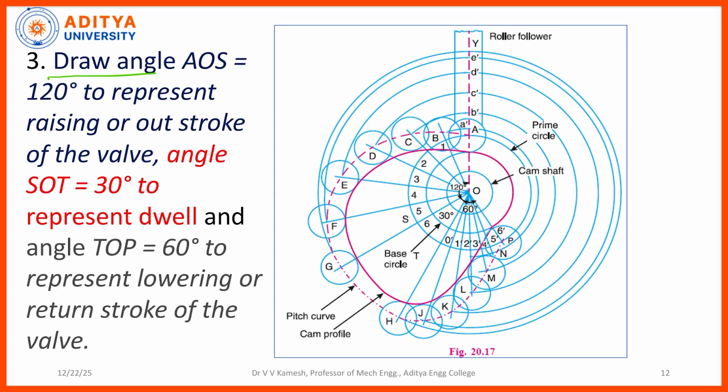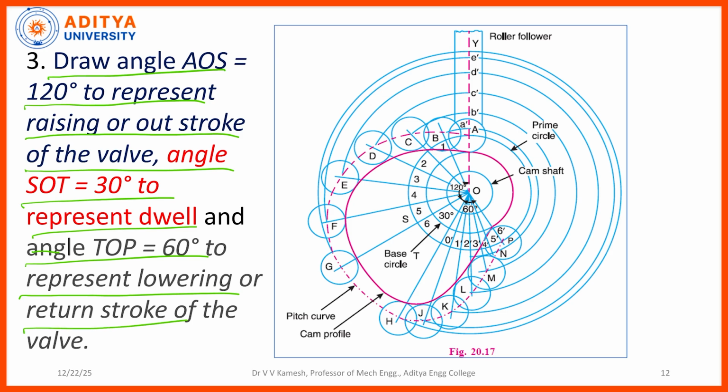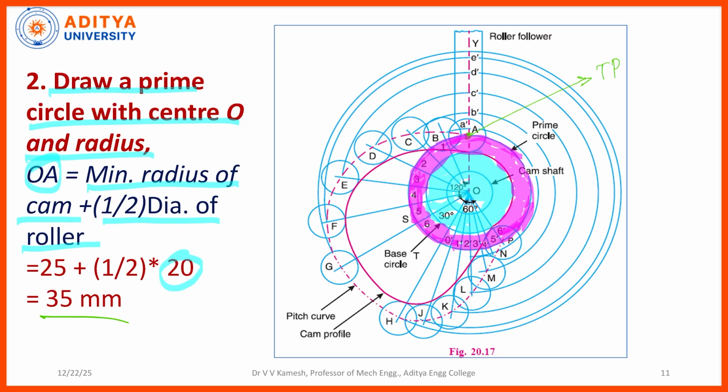Now after that, draw angle AOS 120 degrees to represent the outstroke of the follower, angle SOT equal to 30 degrees to represent dwell, and angle TOP 60 degrees to represent the lowering or the return stroke of the follower, right. Now, after identifying this circle, I need to divide the same circle into sufficient parts. First part will be outstroke, second part will be dwell 1, third part will be return stroke, fourth part will be dwell 2, right. So I will identify this is AOS, this part.